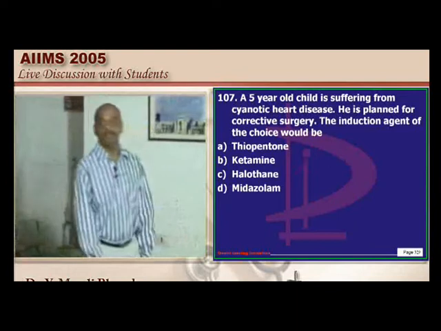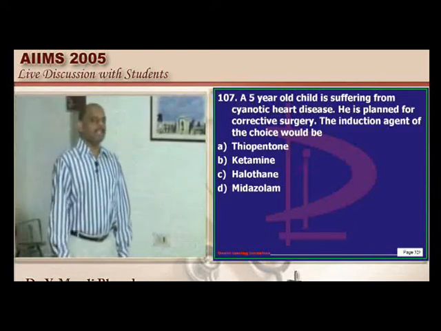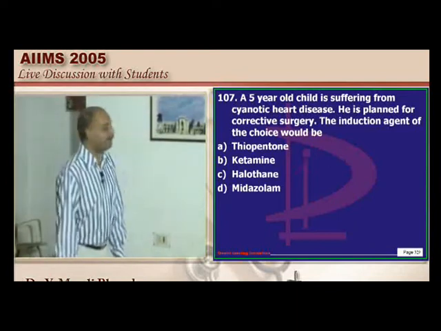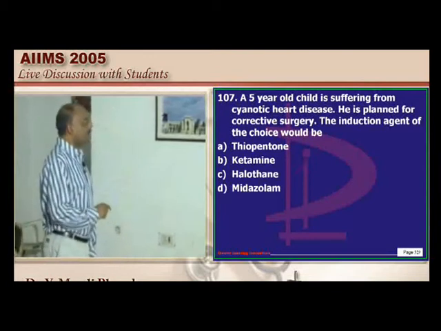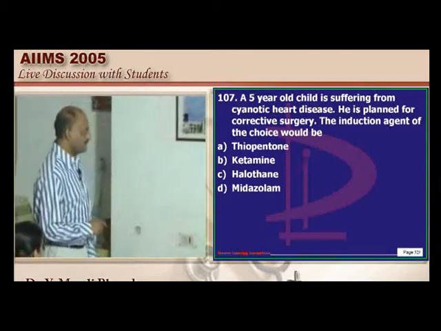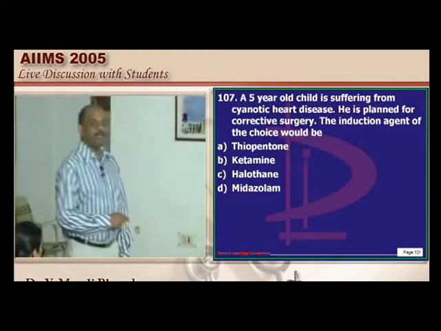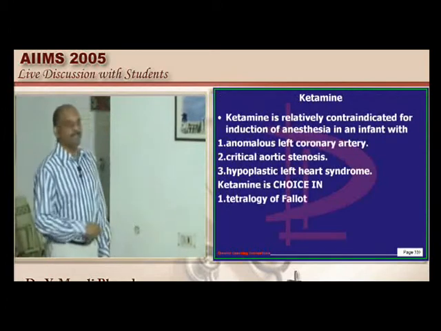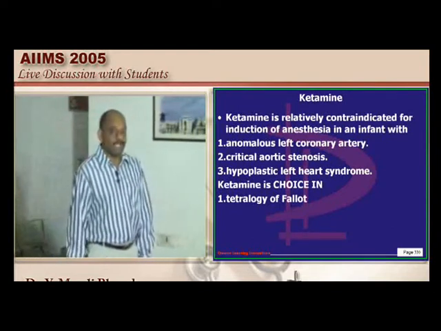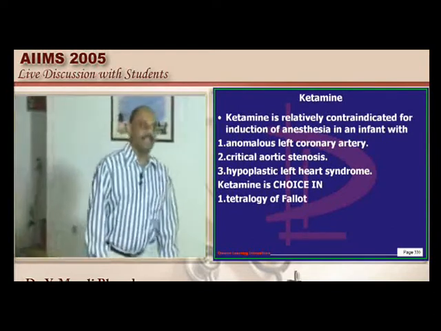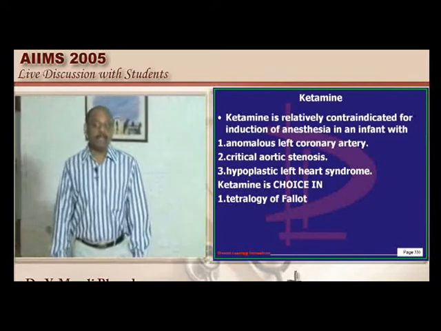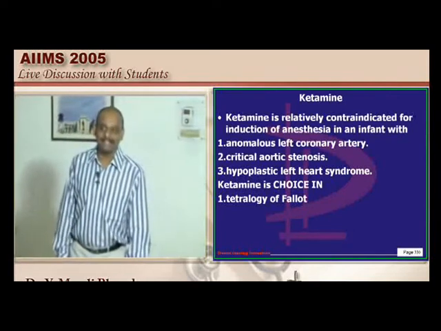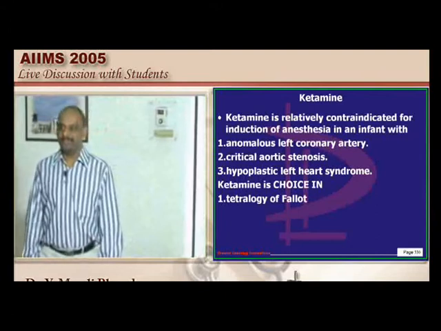Let's go to the next question. Two or three peculiar anesthesia questions are there, you need to be doubly sure. A 5-year-old child with cyanotic heart disease, planned for induction, and what is the induction agent of choice? You need to remember ketamine is the agent of choice, but you may ask me a favorite question: can you give ketamine to a patient who has ischemic heart disease? You should not give. Why?